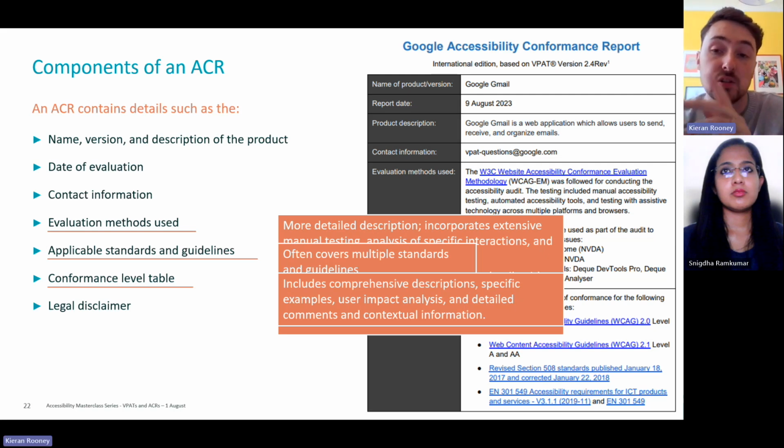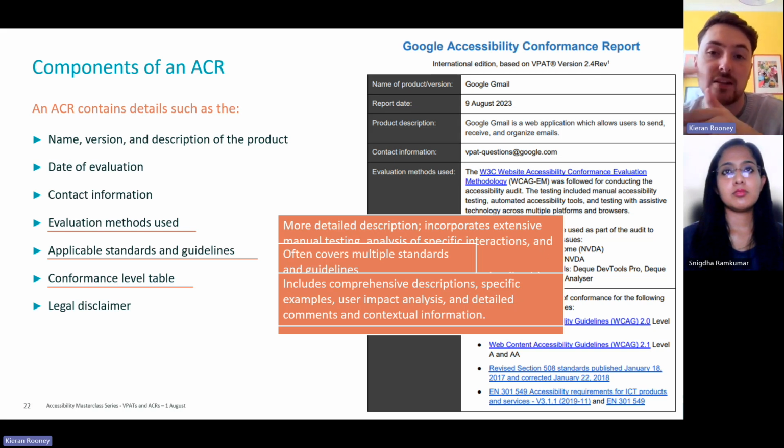often includes details on the automated and manual testing used, and an ACR will incorporate quite extensive manual testing, analyses of specific interactions, and also include testing with users with disabilities, normally as standard. So it's a lot more detailed. So each testing method is then documented in detail with step-by-step processes, tools used, and specific findings.